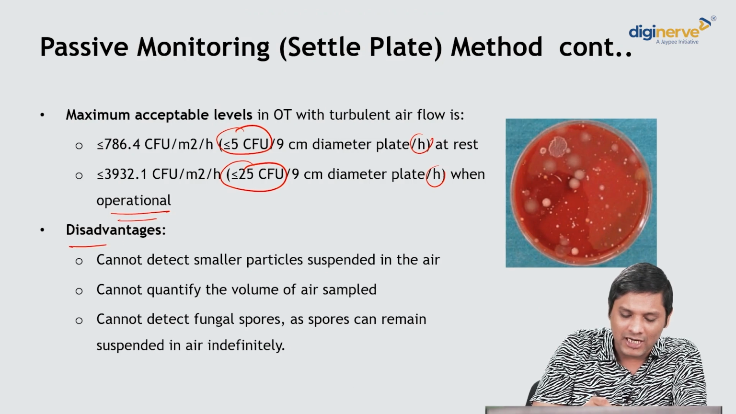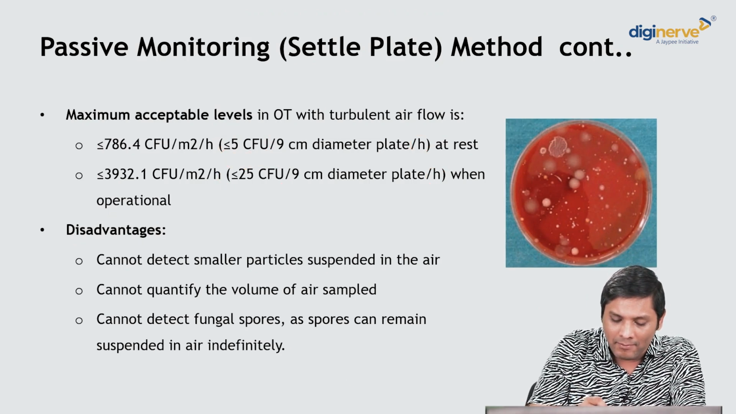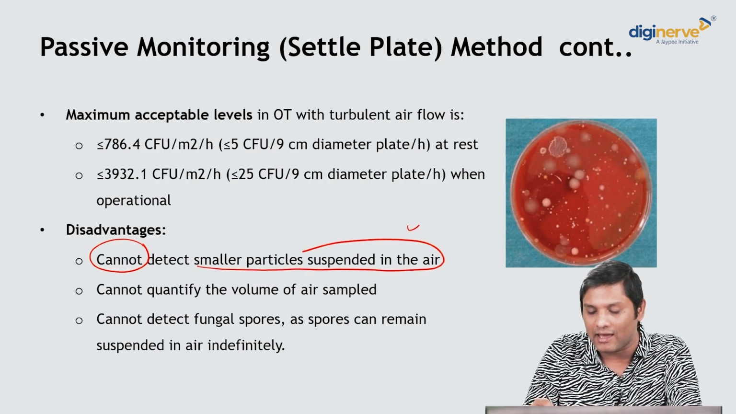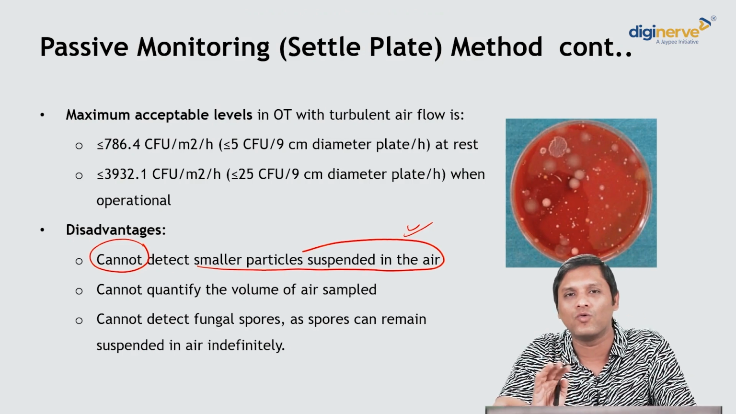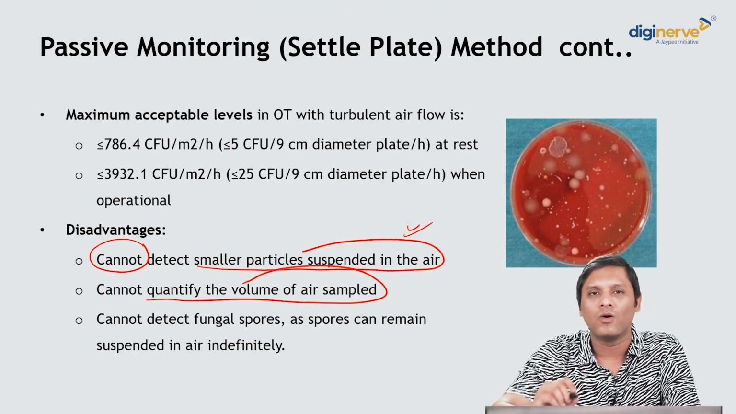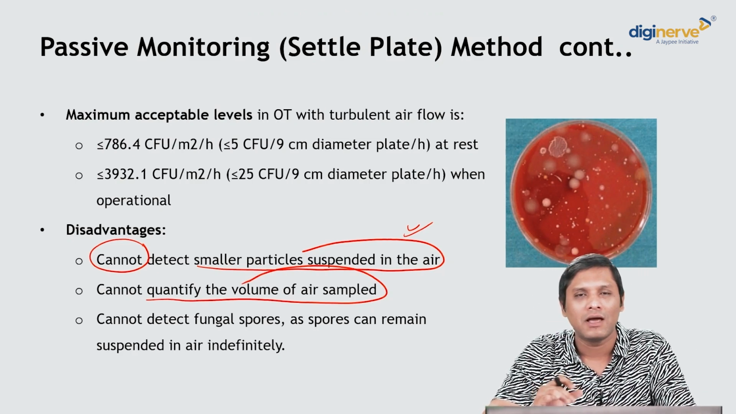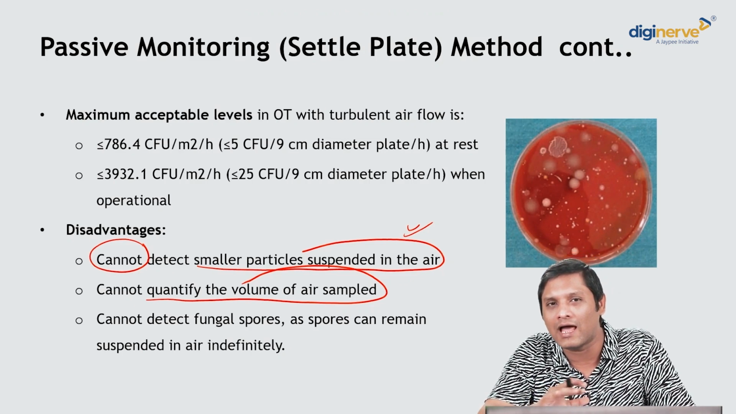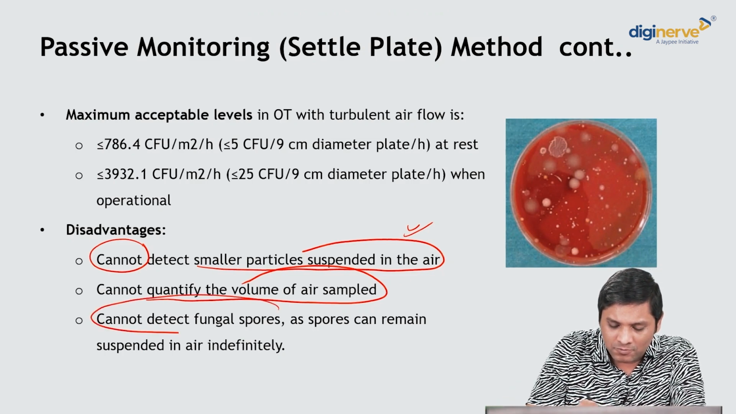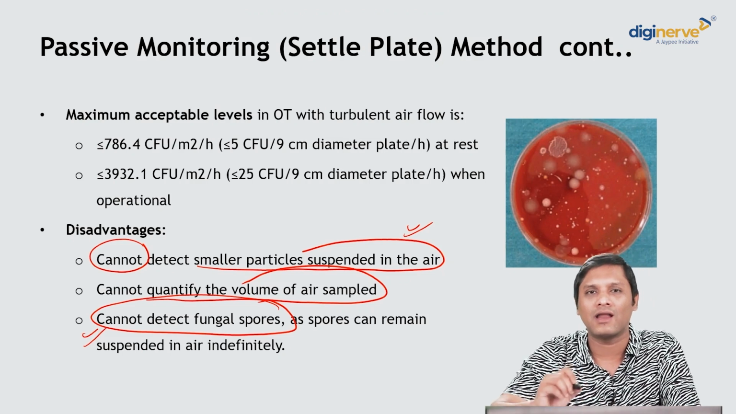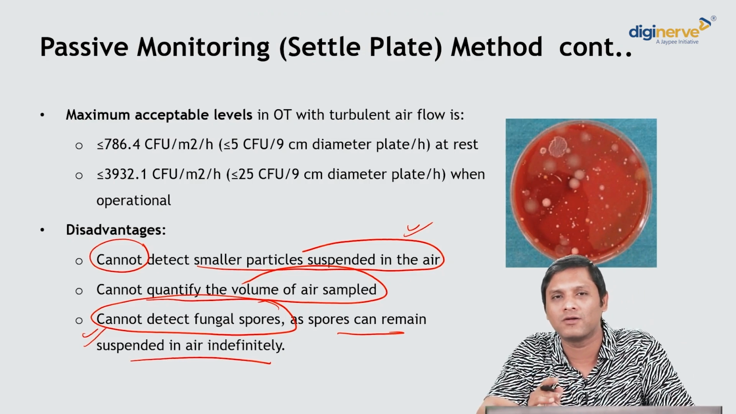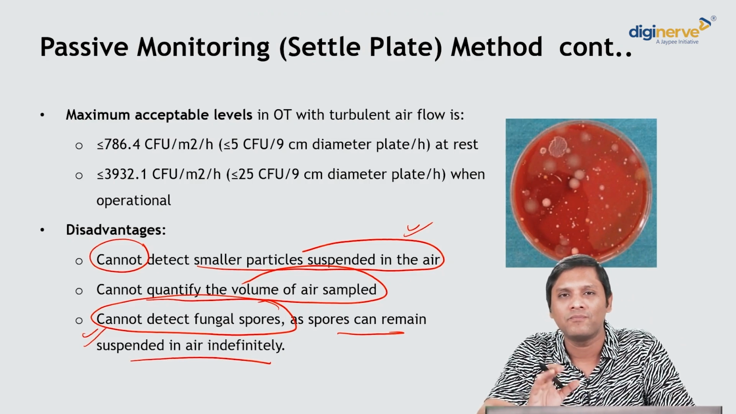Now we will see the various disadvantages of the membrane filtration method. It is not reliable for smaller particles that are suspended in air because they will not settle down over the culture plate. It cannot quantify the volume of air sampled. For that, you have to do the active sampling method. Passive sampling cannot reliably quantify how many organisms are present in air. Also, for fungal spore detection this is not a reliable method, because fungal spores can remain suspended in the air for a longer period of time. They will not settle down over the plate so easily.